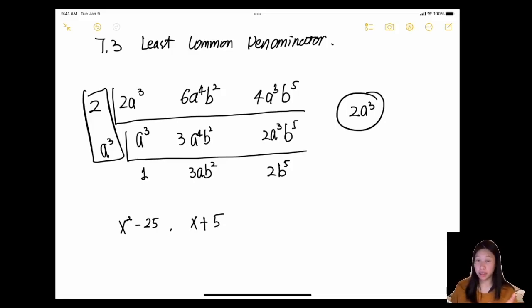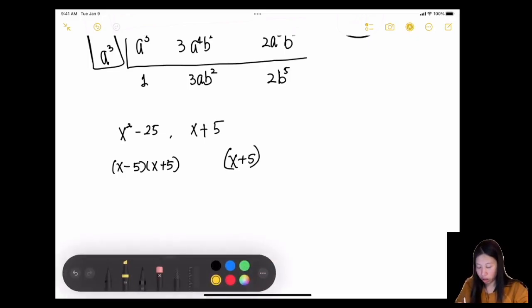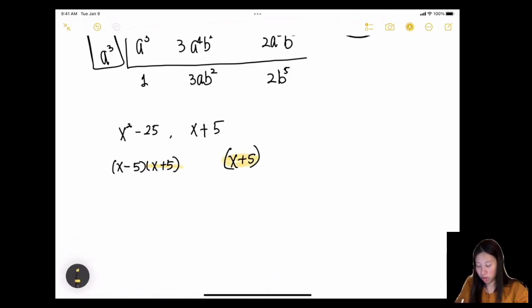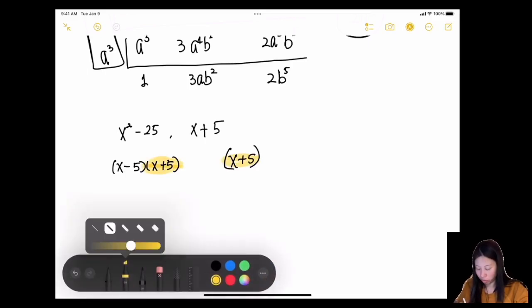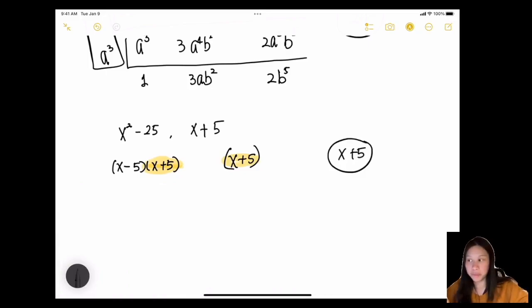So it looks like they don't have anything in common, but the first thing you can do is try to factor them out. x squared minus 25, we can factor as x minus 5 times x plus 5, and then x plus 5. What do they have in common? Well, x plus 5, you can see as a whole, so they have a common factor of x plus 5, right? So that means the common factor is x plus 5.